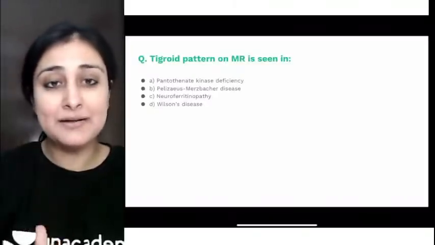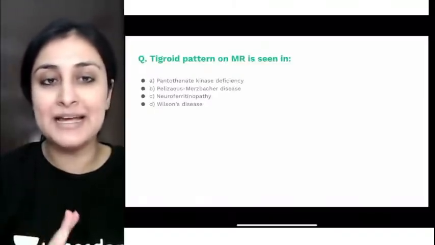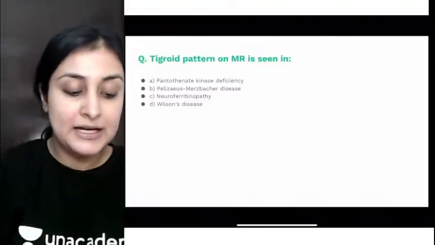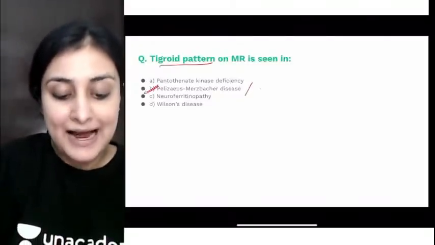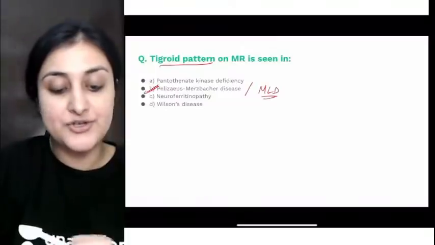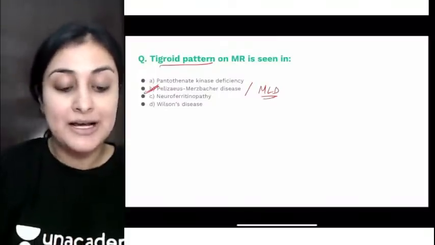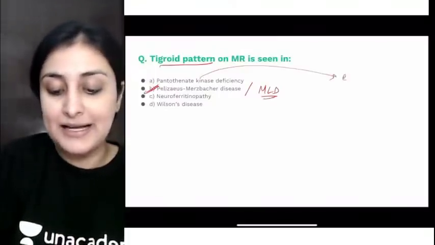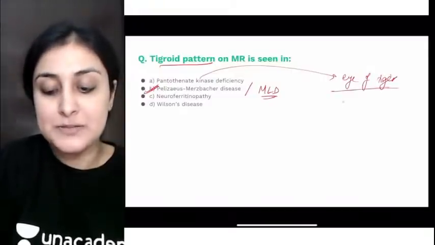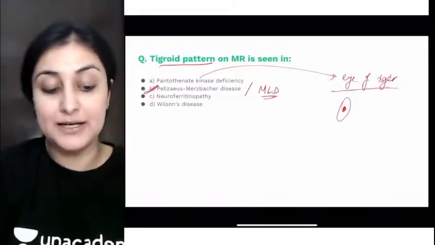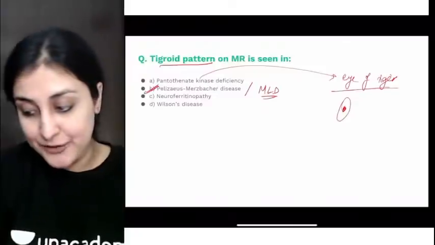Tigroid pattern on MR, a very clichéd question. Just don't confuse tiger and tigroid. If tigroid pattern is asked, Pelizaeus-Merzbacher and metachromatic leukodystrophy are two things you have to remember. If they ask you pantothenate kinase, what is the sign here? It is eye of the tiger. You will find eye of the tiger in the globus pallidus. So it is not tigroid, it's eye of the tiger.